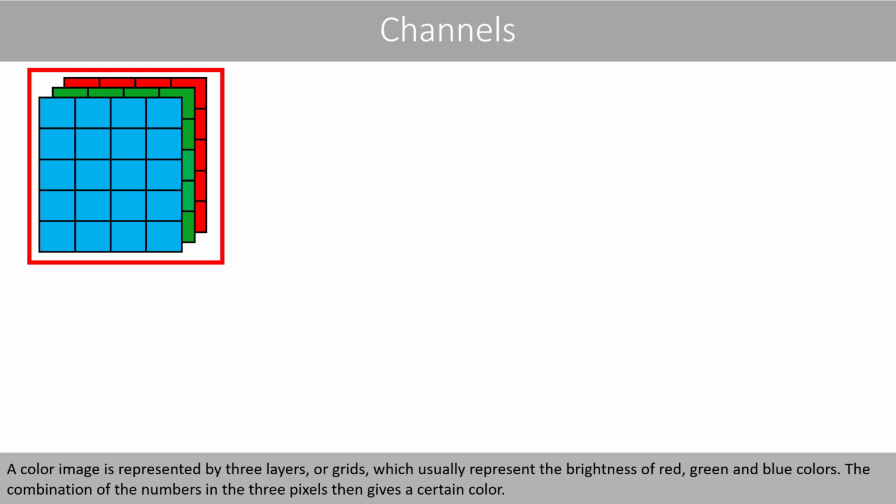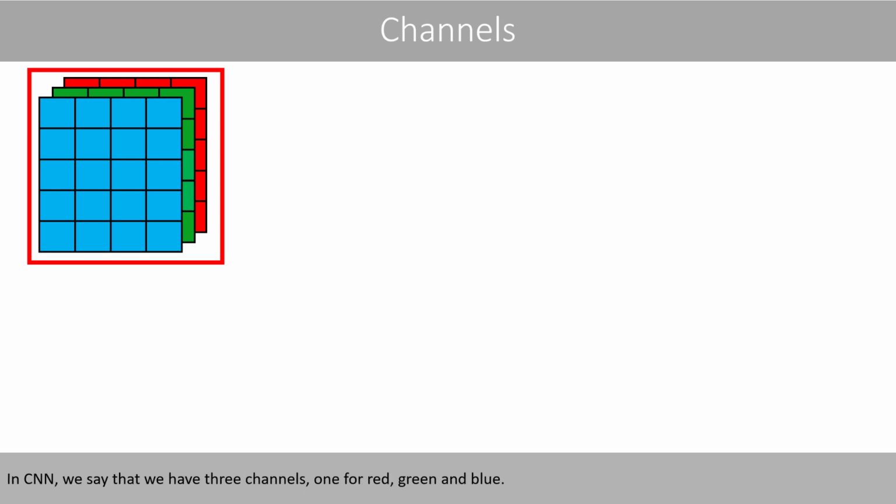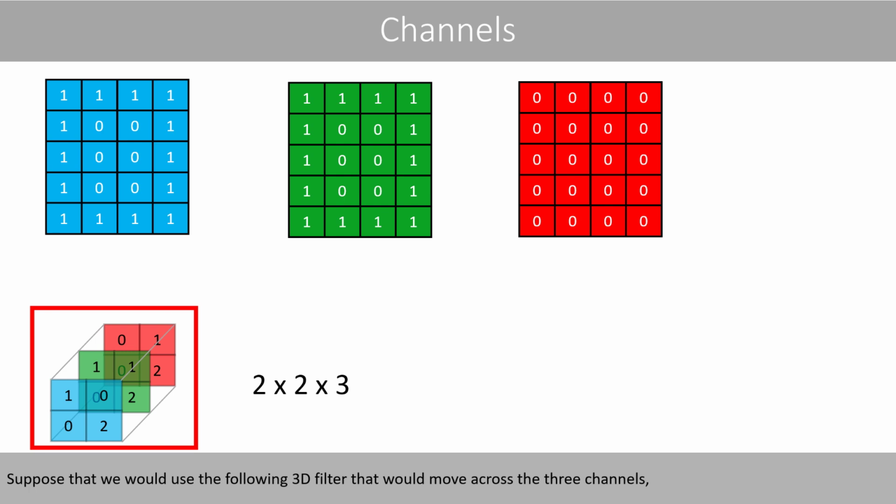We'll now have a look at how the network deals with color images. A color image is represented by 3 layers, or grids, which usually represent the brightness of red, green, and blue colors. The combination of the numbers in the 3 pixels then gives a certain color. In CNNs, we say that we have 3 channels, one for red, green, and blue.